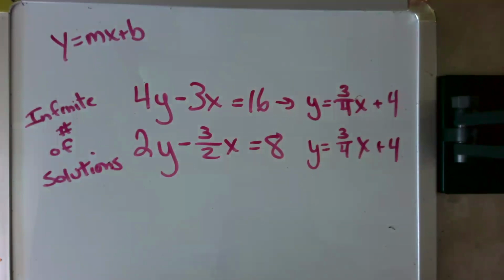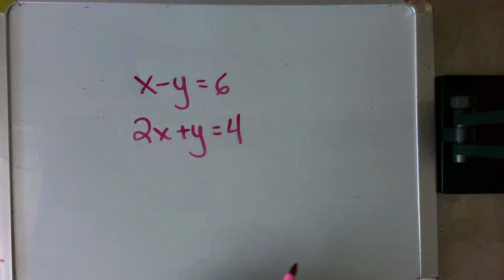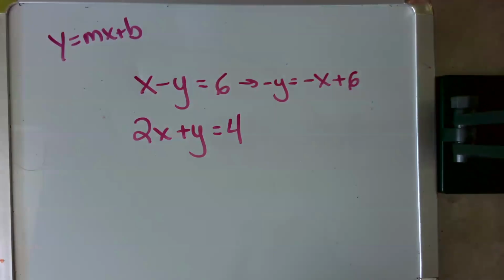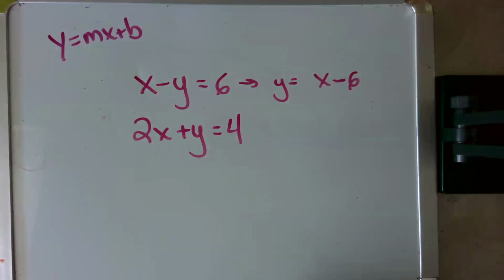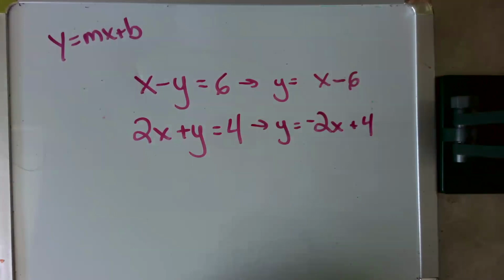Now, finally, let's look at x minus y equals 6, 2x plus y equals 4. So for my top equation, I'm going to subtract x from both sides. Then I'm going to multiply through by a -1. And that's my first equation. For this one, I'm going to subtract 2x from both sides. And there's my equation. So now I'm going to go ahead and pick up my graphing calculator. I'm going to enter these both, and I'm going to graph them.